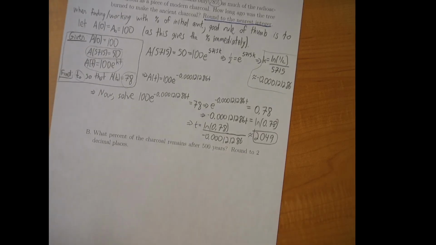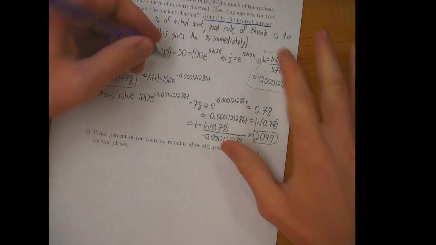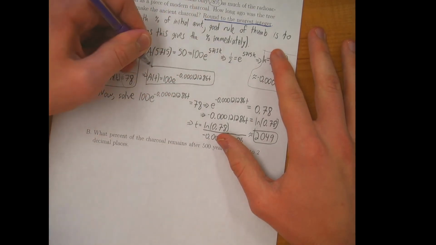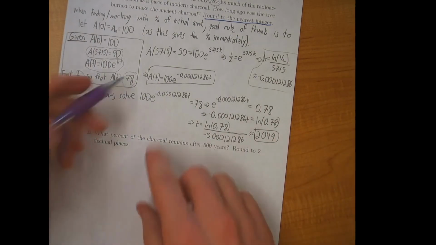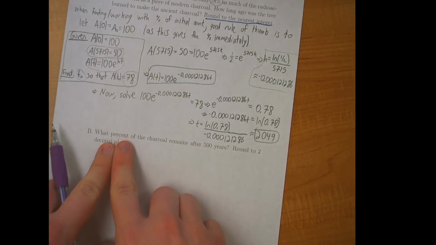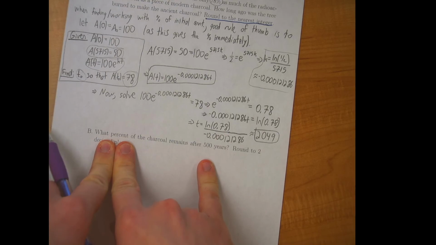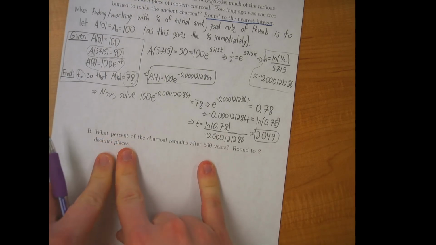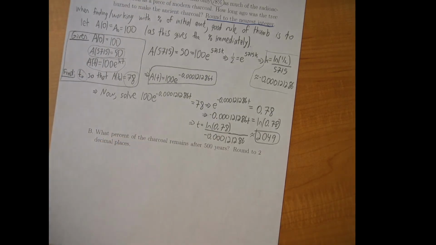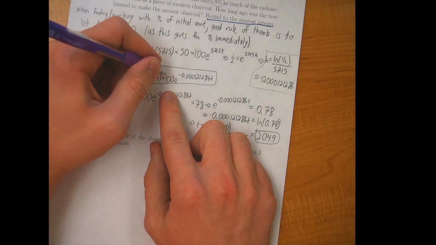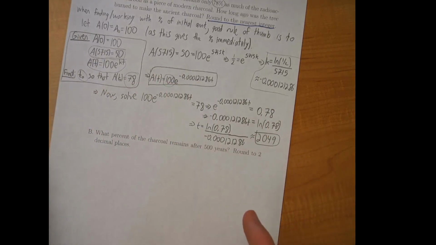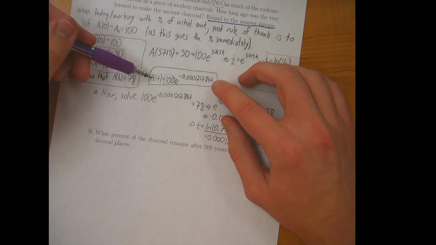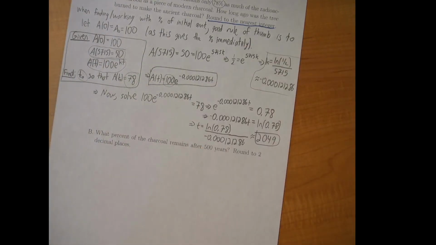But thankfully, part B is not so, because we're already given what A of t is, with constants c and k given to us, or in this case a naught. So all we have to figure out now is what percentage of the charcoal remains after 500 years, rounded to 2 decimal places. Because we're working with 100 as a percentage based off of our initial amount, all we have to do is let t equal 500.